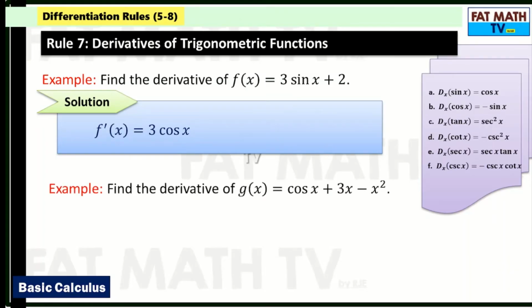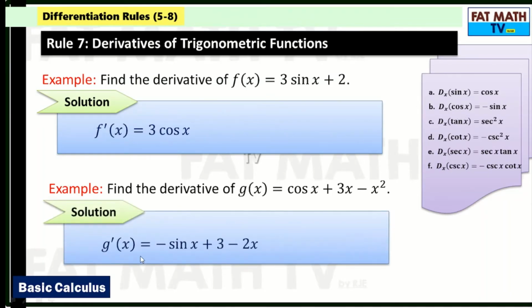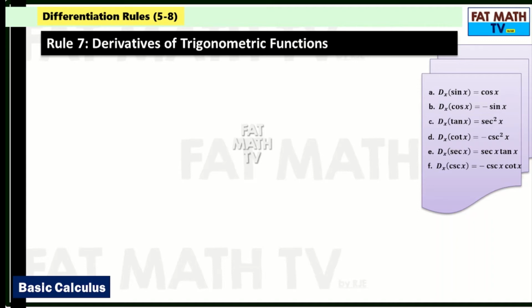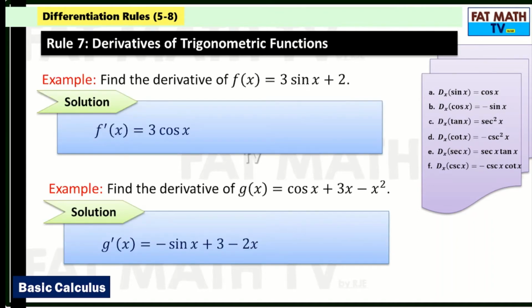Another example, find the derivative of g of x equals cosine x plus 3x minus x squared. The derivative of cosine x is negative sine x. So you will have negative sine x for cosine x. The derivative of 3x is 3, and the derivative of negative x squared is negative 2x. So as you can notice here, we are still applying the differentiation rules 1 to 4, especially the power rule.